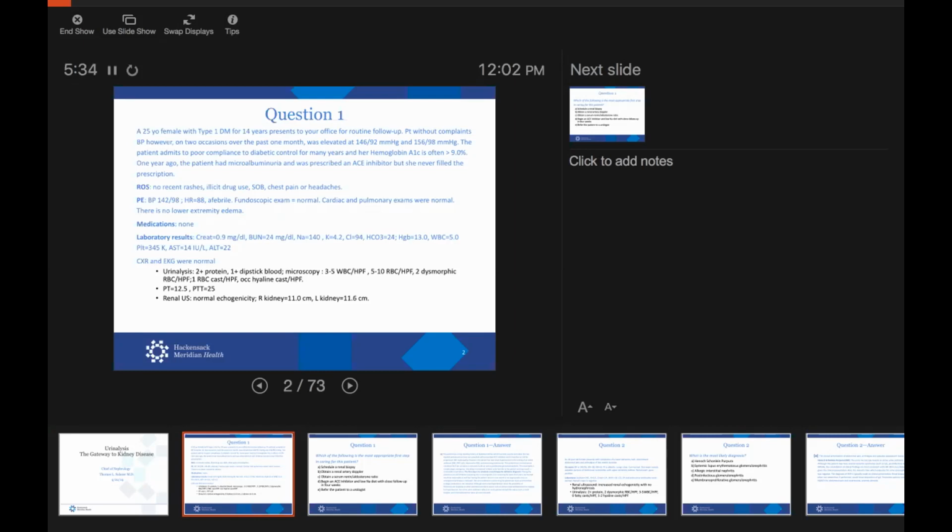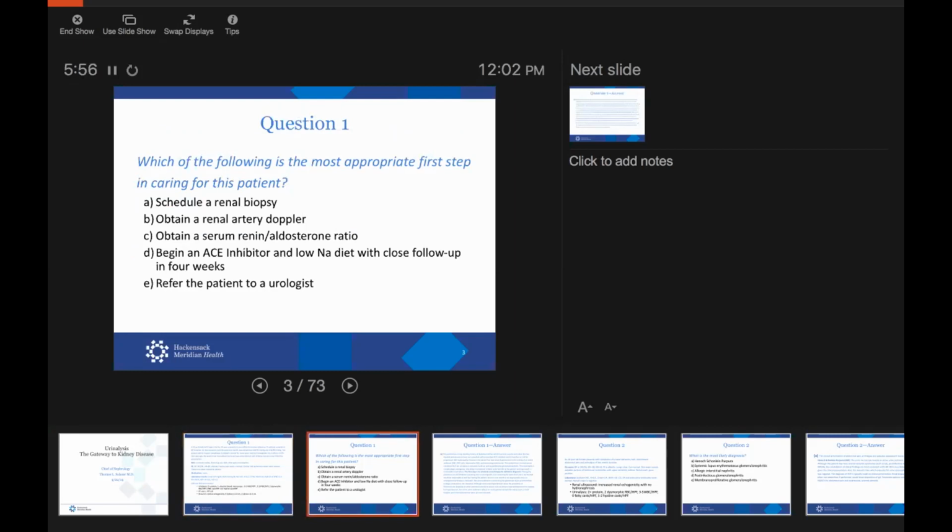And this is the urinalysis. She's got 2+ protein, 1+ dipstick blood, and a microscopy that shows 3 to 5 WBCs, a few red cells, and dysmorphic red cells. And by the way, for any of those who take exams and boards, this is how they report urinalyses for the boards, okay? And the ultrasound showed normal echogenicity. So the question is, what are you supposed to do?